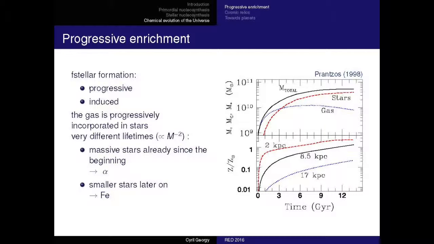So in the central region, for example, you enrich your medium extremely quickly, as in the outer layer, the enrichment is slower and continuous. You have a very different lifetime for stars. As I mentioned, the lifetime of a star is proportional to its mass to the power of -2. So the effect is that the massive stars can explode quite quickly during the history of the universe.